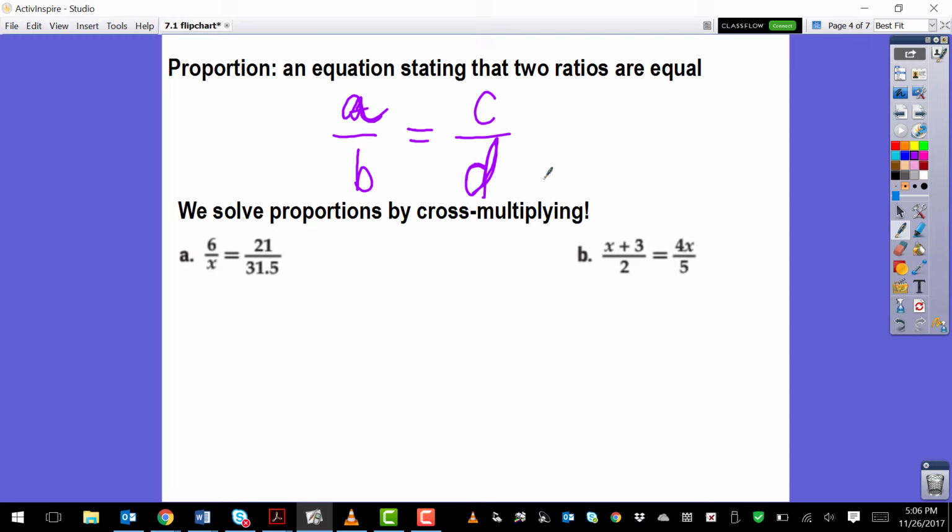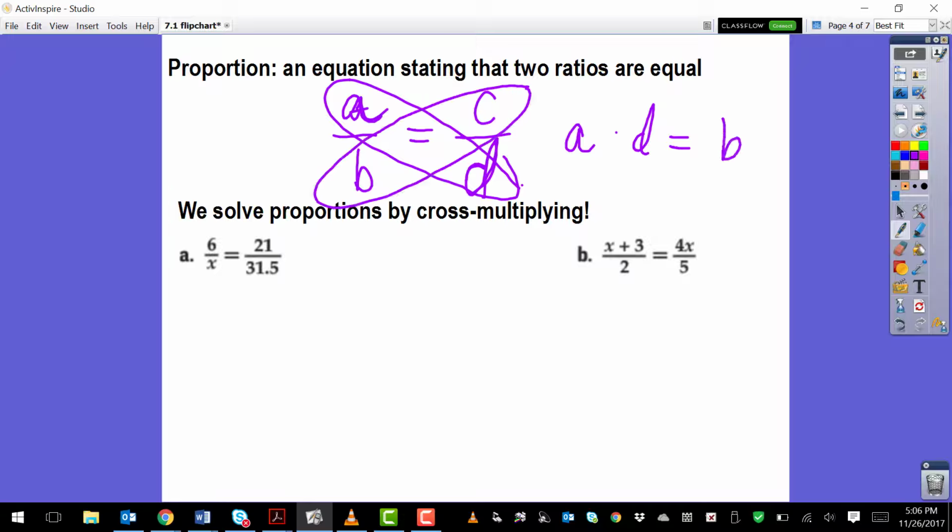So to solve a proportion, you're going to cross multiply. So you'd multiply A times D and set that equal to B times C. So you're going to cross multiply and then set those products equal to each other.